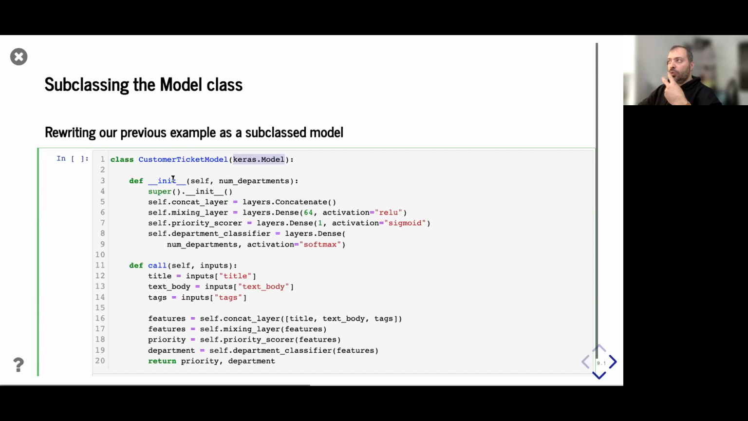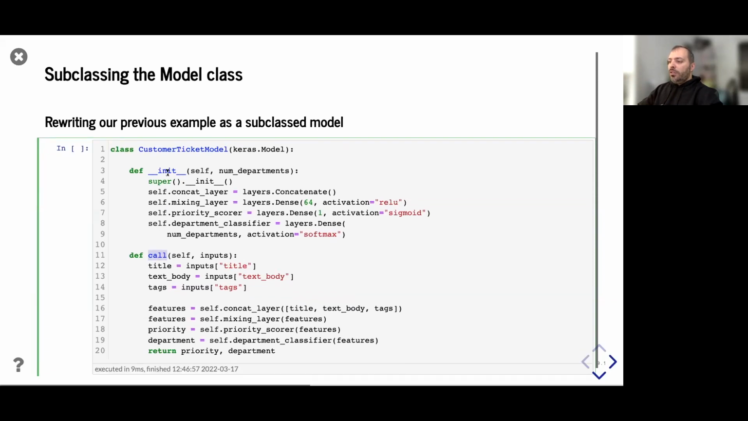So you have to define two things: the constructor, the init dunder method, and the call method, not dunder, just call. Now, for the init, first of all, you have to initialize the constructor of the superclass here. Okay, don't forget this one. And here you will define all the layers that belong to the model.